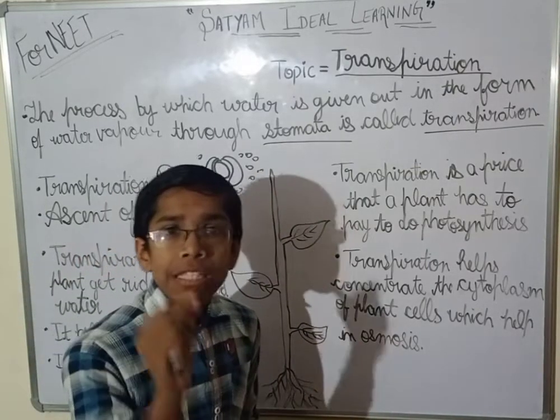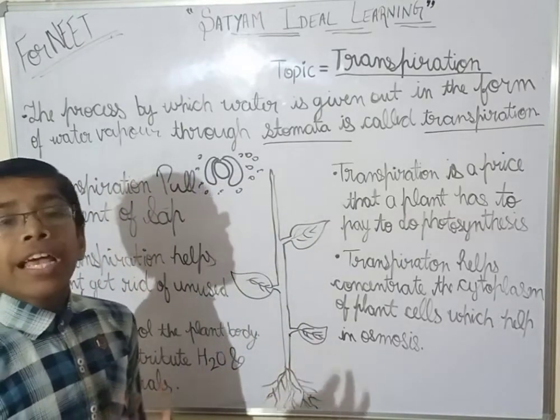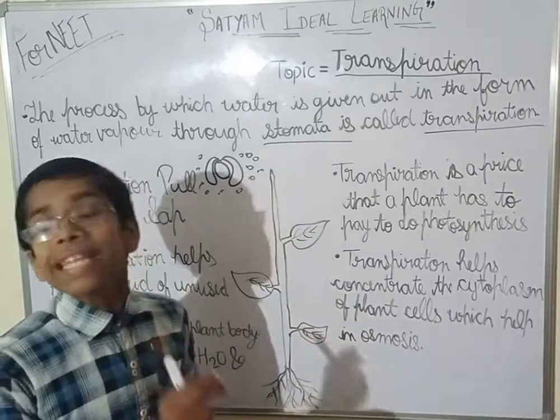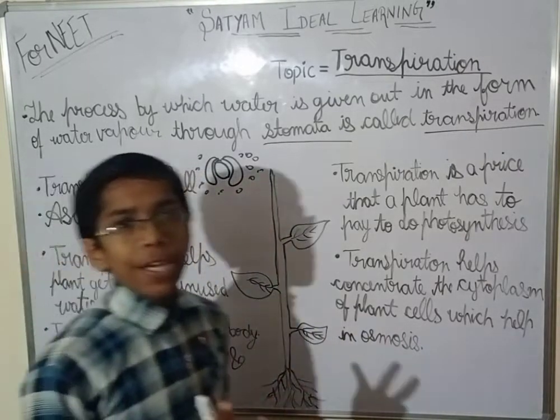You know, lenticels are small pores. You can see in the apples very clearly. In apples there are small yellow pores. These are only lenticels. From these pores only transpiration can occur.